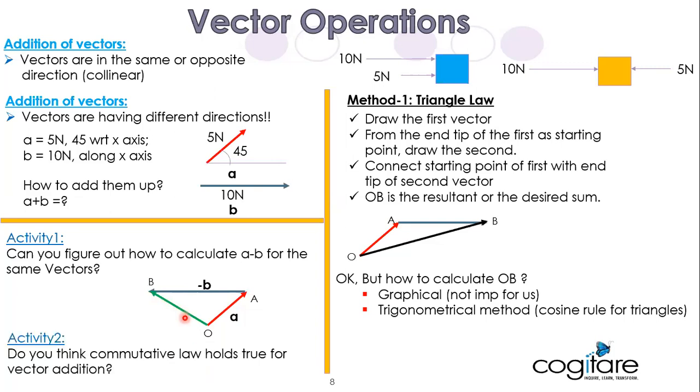The second activity for us to think about is, do you think the commutative law holds true for vector addition? That is, A plus B is equal to B plus A? Well, if you say the answer is that it holds true, then you are right. A plus B is equal to B plus A.